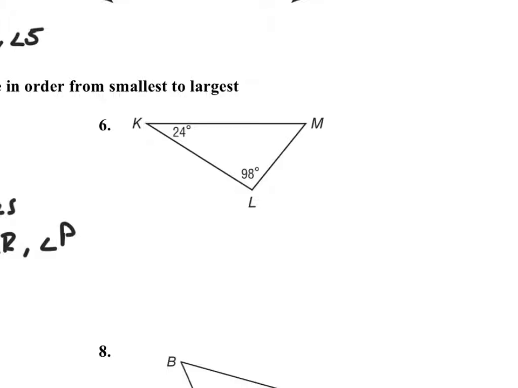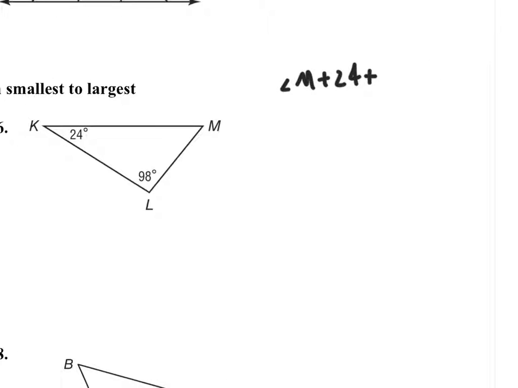Let's go ahead here. The first thing I want to do is figure out what this third angle is, the measure of angle M. So angle M plus 24 plus 98. If I add all those up, I'm going to get 180 degrees, so I can find angle M.